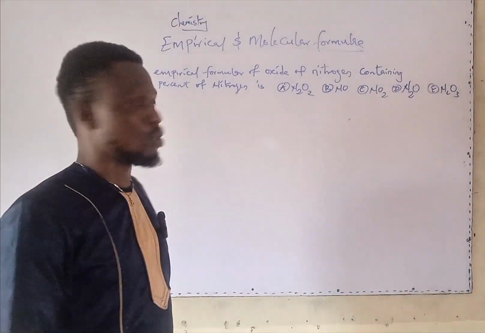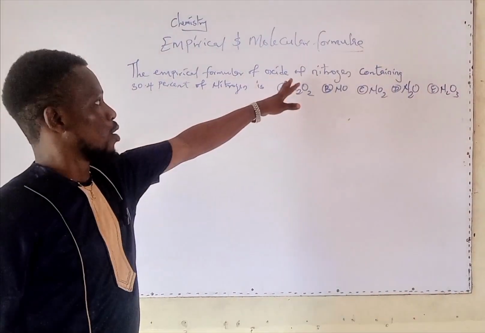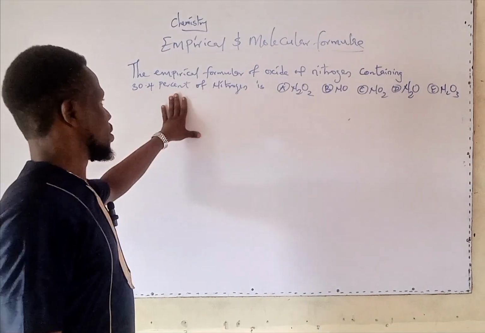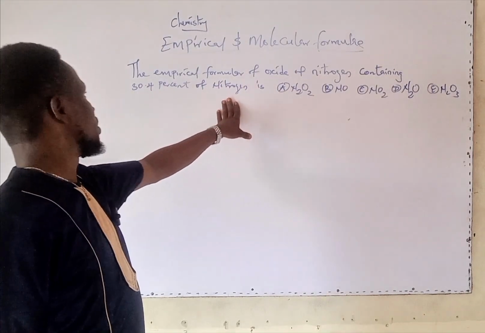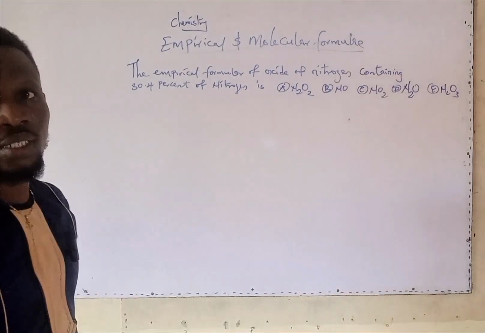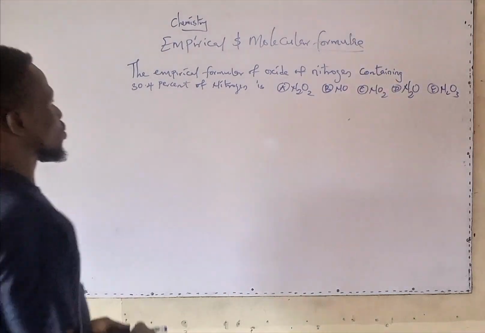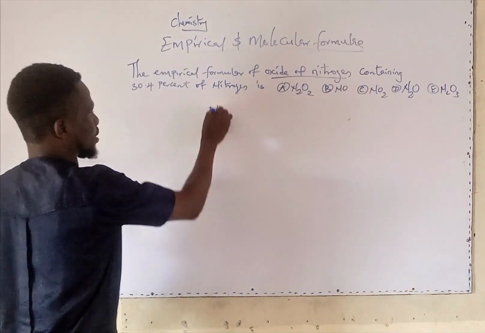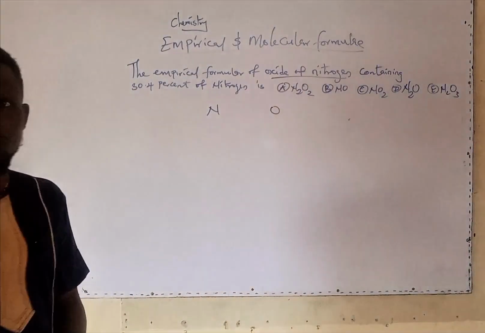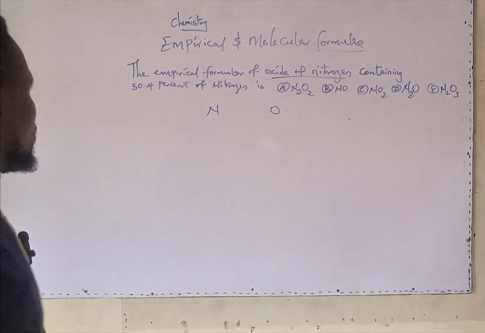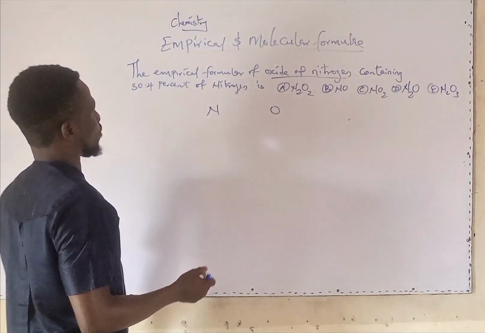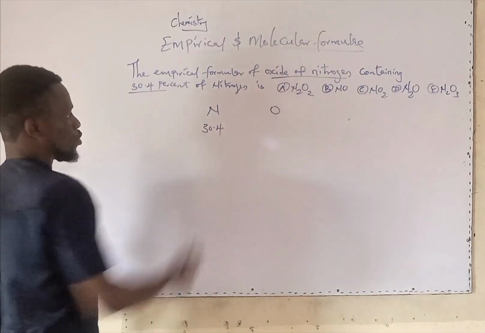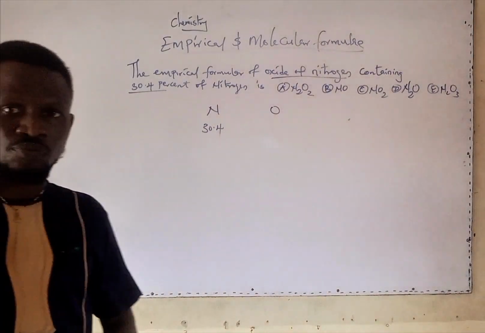Okay, let's look at this question. The empirical formula of oxide of nitrogen containing 30.4% of nitrogen is... The compound is an oxide of nitrogen. That means the compound contains nitrogen and oxygen, is it not? Then the percentage of nitrogen is 30.4. What will be the percentage of oxygen?